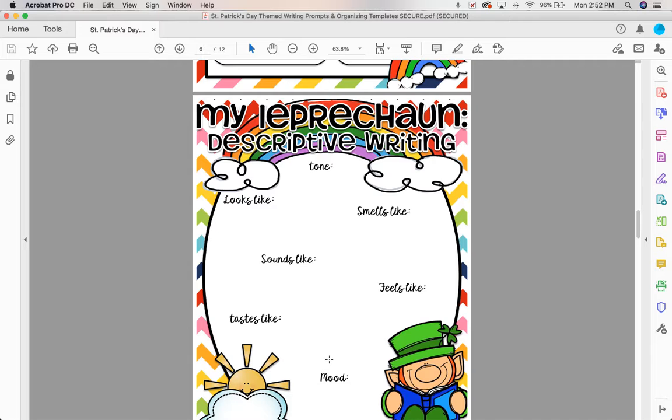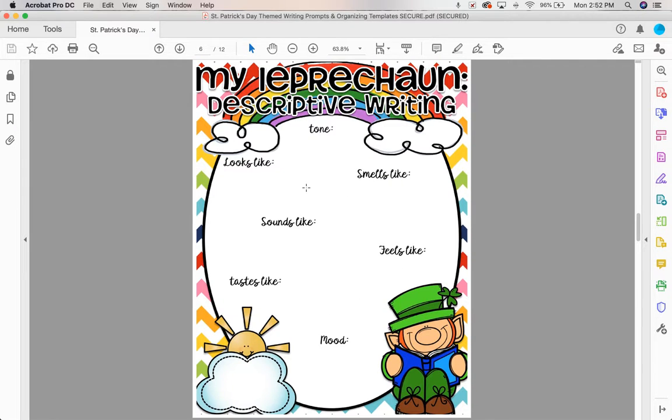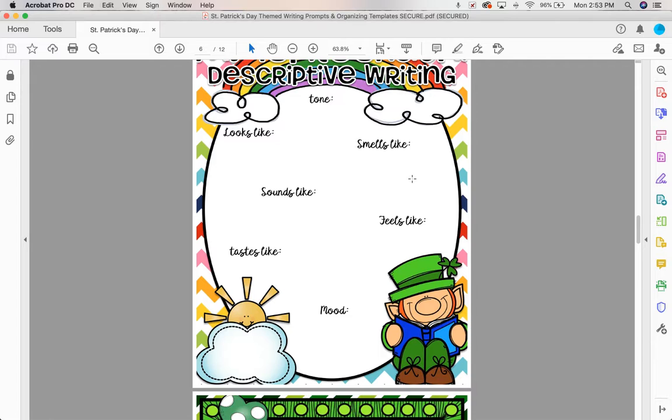Here is my leprechaun descriptive writing. So what is the tone of their leprechaun? Is it funny, sad? I think about like the Sad Smurf, or oh my gosh, Snow White and the Seven Dwarfs. Like, what kind of tone, if you think about certain characters, what kind of tone do they have? What does your leprechaun look like? What does it smell like? Does it smell like roses, marshmallows? Kids are so funny, farts, boogers.